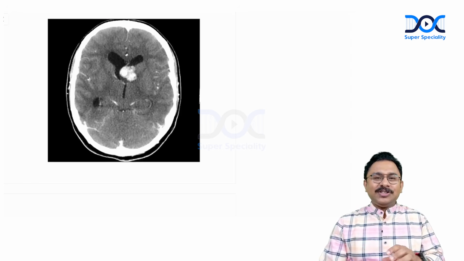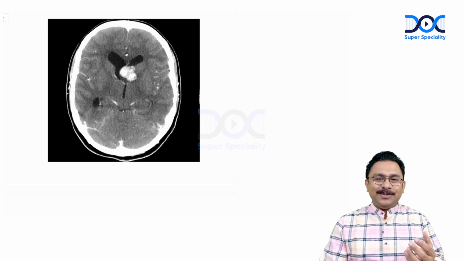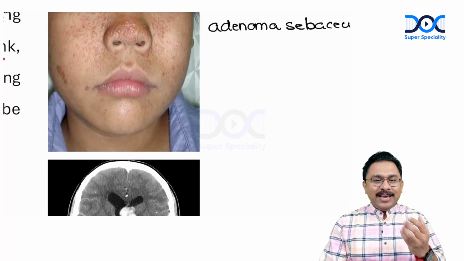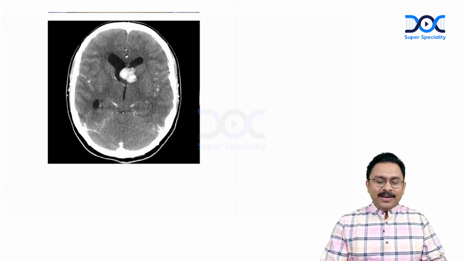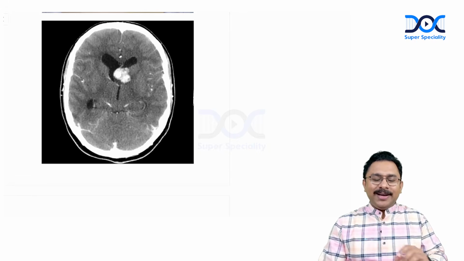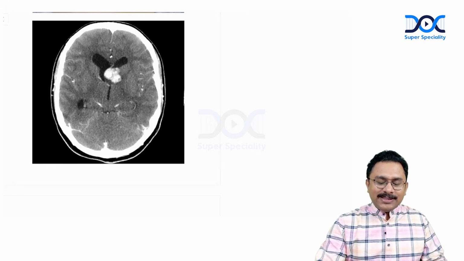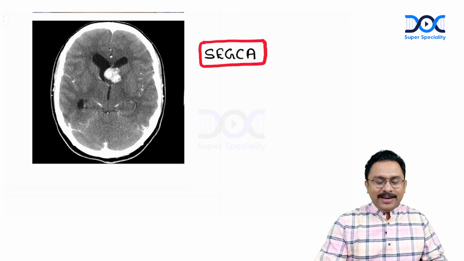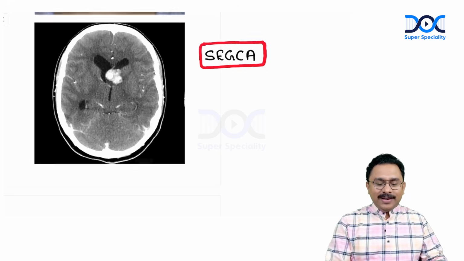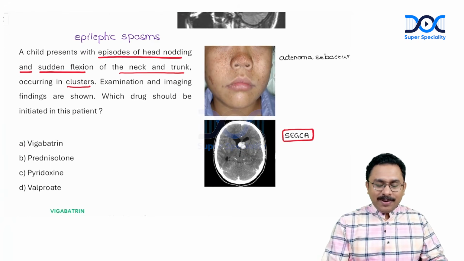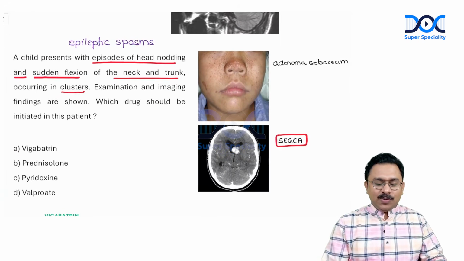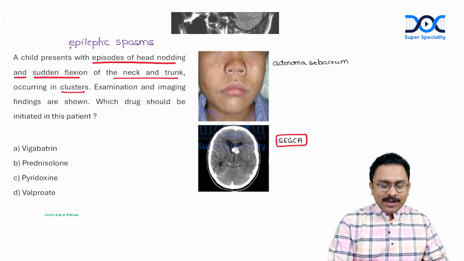So, in the context of a child with epileptic spasms and the skin finding of adenoma sebaceum, this could be a subependymal lesion. And what could be that subependymal lesion? It could be subependymal giant cell astrocytoma, right? So in this patient, my diagnosis will be tuberous sclerosis. Tuberous sclerosis, and the patient is having epileptic spasms.